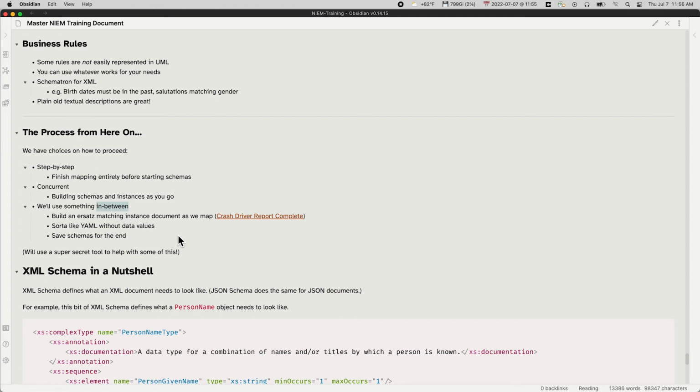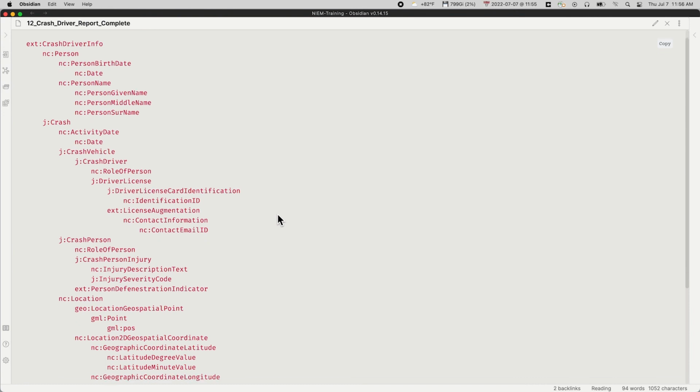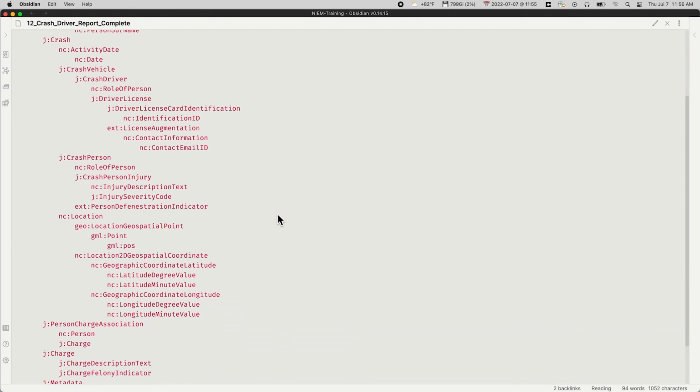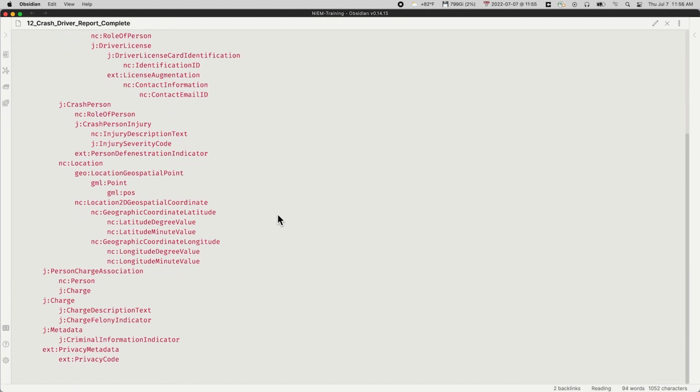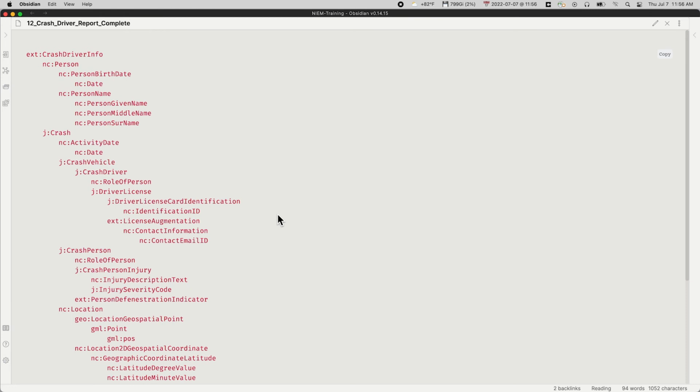So the way we're going to do it is as we do the mapping in our mapping spreadsheet, we're going to build a matching instance document, but we're just going to do it as text. And let me show you what it's going to look like. It's going to look like this. It's just going to be text. This is just plain old text, and we're just going to indent to show the structure. So this is the end goal. How we get to this is the process of most of the training. This is the end goal, though: as we go, we're going to be building this.